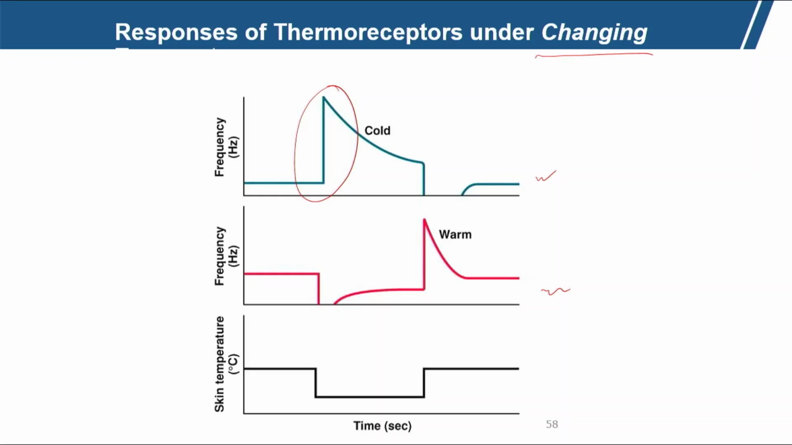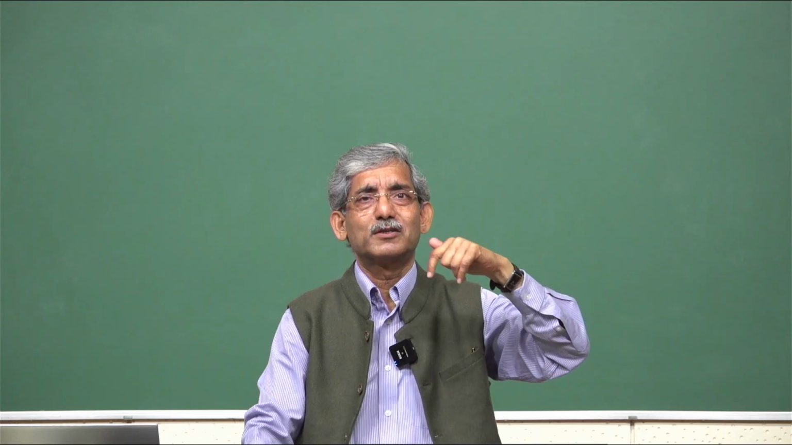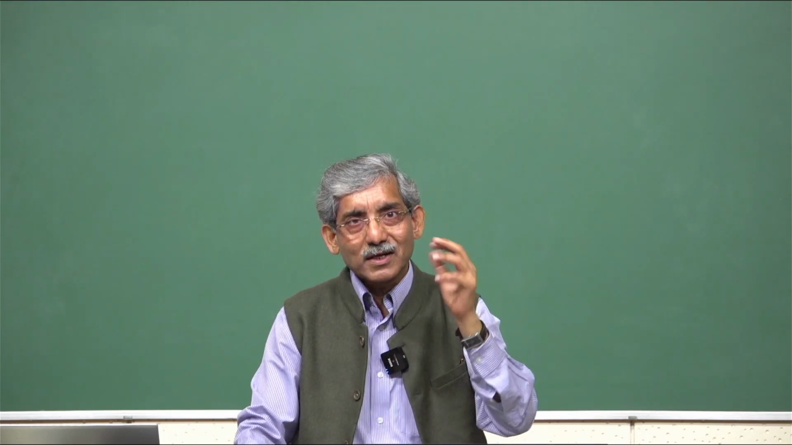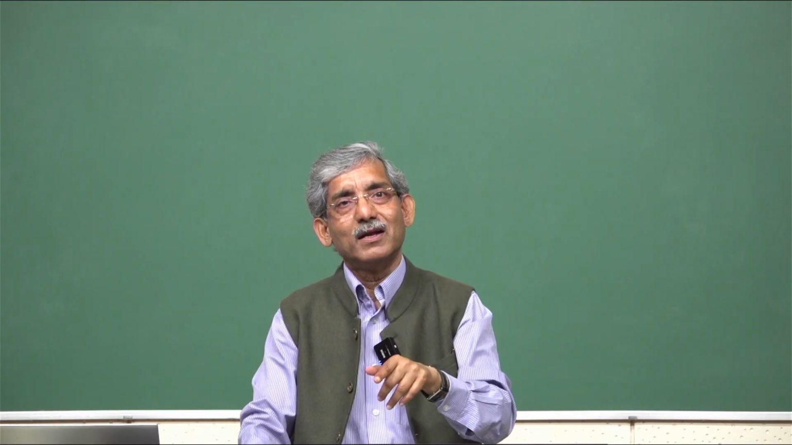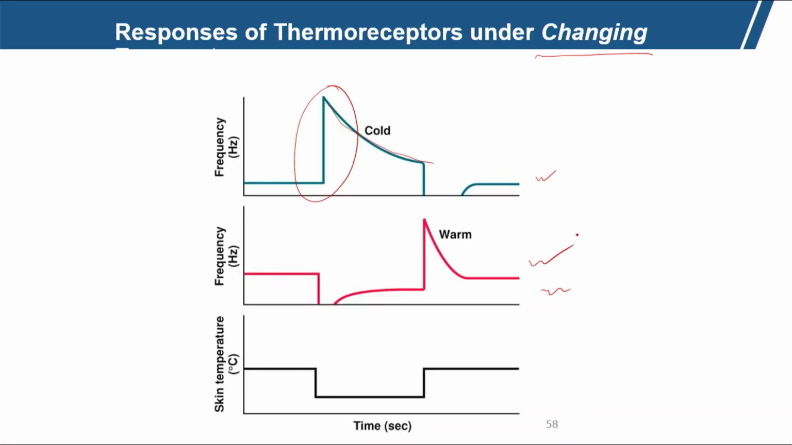So, you will suddenly feel very cold, and after a certain time it will be reduced a little bit. Like a cold swimming pool, when we jump in, initially it feels very cold, and after a certain time it is reduced a little. Similarly, for warm receptors, this is the temperature profile: for a certain time it is constant, and then we drop the temperature, suppose going from a warm room to a cold room. So, suddenly this sensation will be there.